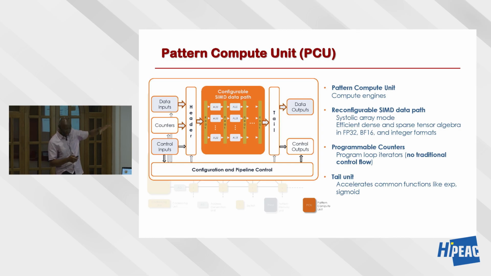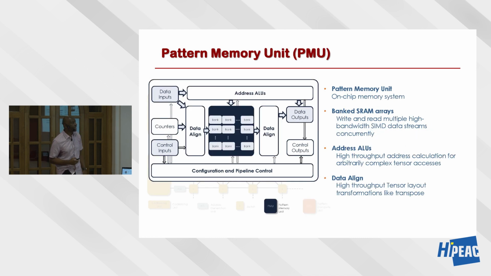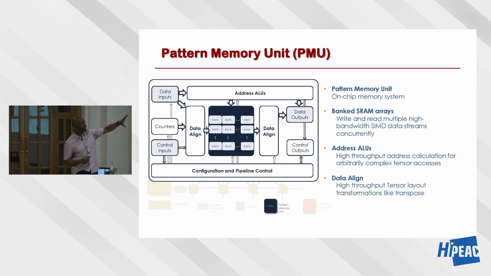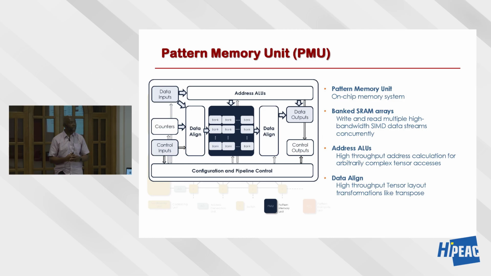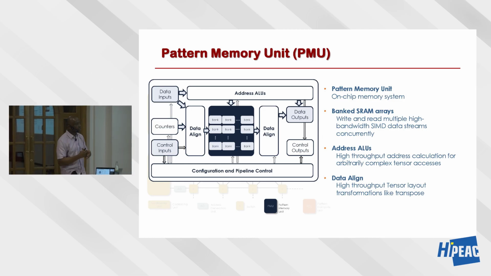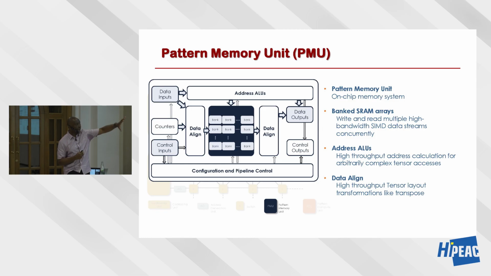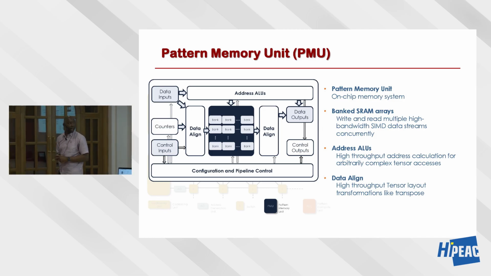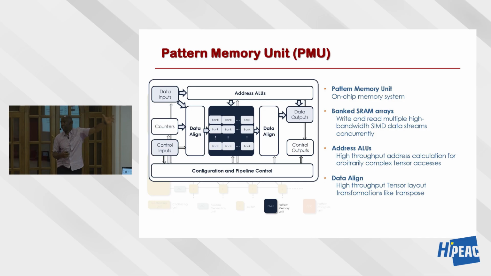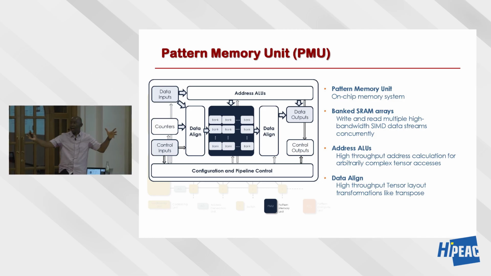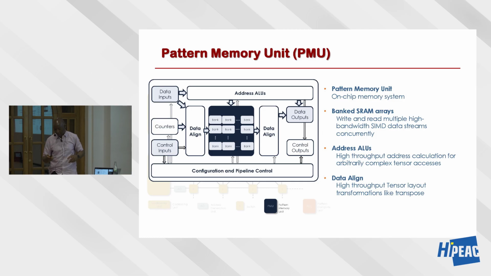And then the pattern memory unit, right, is a banked set of SRAM arrays that have very sophisticated address mechanisms, right? So you can address the tensors in all sorts of different ways to allow you to do all of the tensor data access. And they also have a data alignment unit that is used for tensor layout transformations like transpose, right? So it's a combination of sophisticated addressing modes, and the data transformation capability allows you to implement these data flow graphs from ML very efficiently.